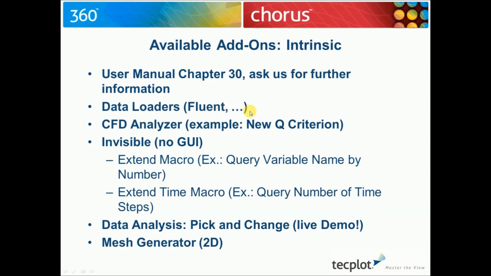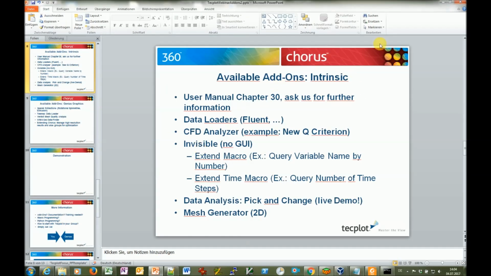Data loaders of Fluent and so on, those are add-ons, CFD analyzer, new features, a new criterion as an example, and there are invisible ones which simply have no graphical user interface, like the extend macro or the extend time macro, where you can access time steps and so on. There is a data analysis tool which is called Pick and Change, and for example, you have even a mesh generator. Just let us start Tecplot.